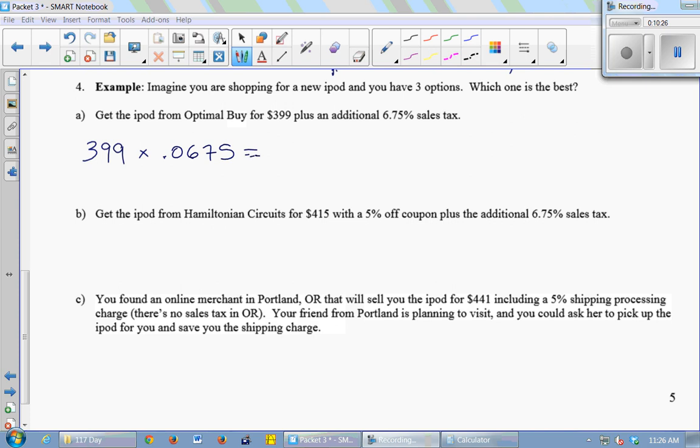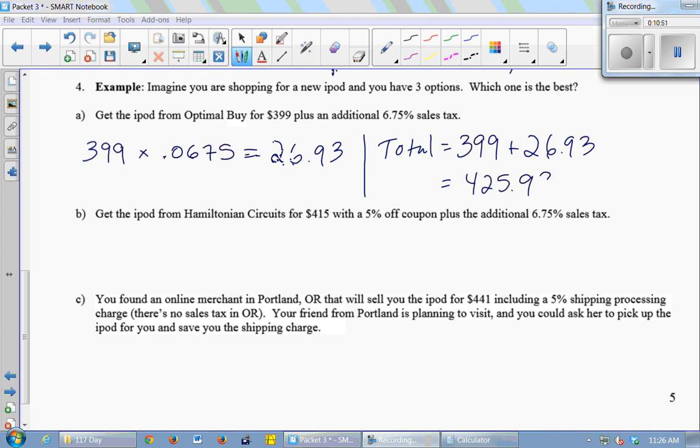All right, so that comes out to 26.93. So that is how much tax costs. But then you have to add that to the price of the iPod. So my total is going to be $399 plus $26.93. And what's it come out to? $425.93. Okay.